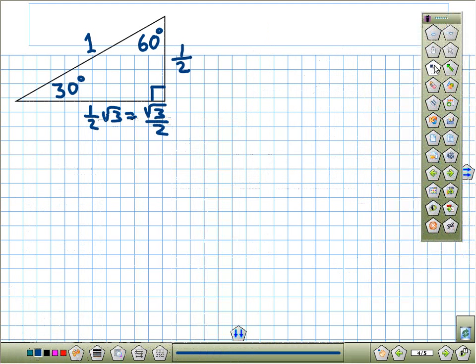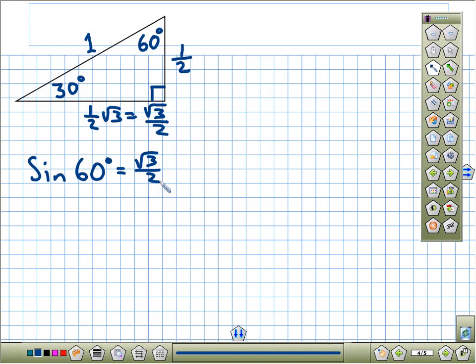Okay, so let's look here at this. We've got sine of 60 degrees. What is the sine of 60? It's opposite over hypotenuse, so it's going to be square root of 3 over 2, right? Does everybody see that? Any questions?